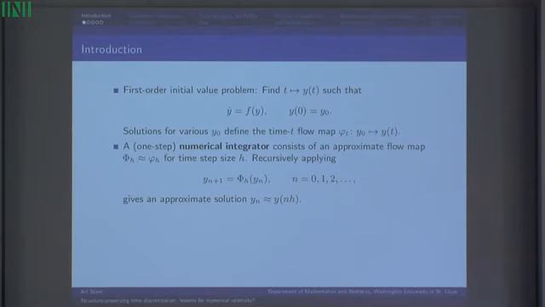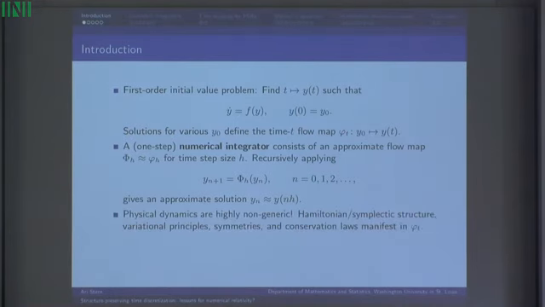Obviously for many systems, especially nonlinear systems, we can't solve them exactly, so we need numerical methods. Specifically I'm going to be looking at one-step numerical integrators. A one-step numerical integrator approximates this flow map by something that I'm going to write as capital Phi sub h, where h is the time step size. This approximately advances the system by time h, and by advancing time step by time step recursively, we can get an approximate solution, which is a sequence of points y_n. This is a very generic description of dynamical systems and the kinds of methods we might want to design to simulate them.